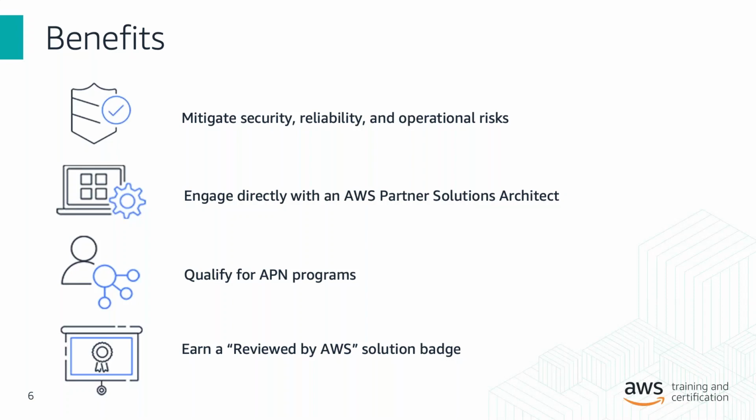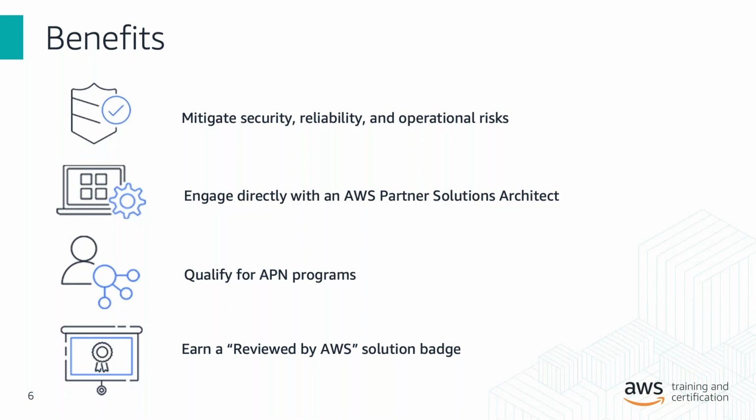The FTR also helps you qualify for APN programs. An approved FTR is actually a prerequisite for you to become eligible for APN programs like AWS ISV Partner Path, AWS Competency, AWS Service Ready, and AWS ISV Accelerate.